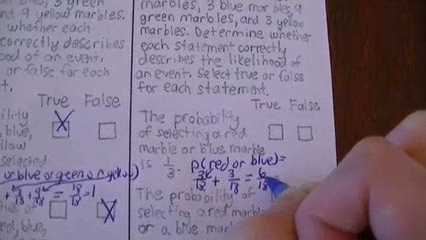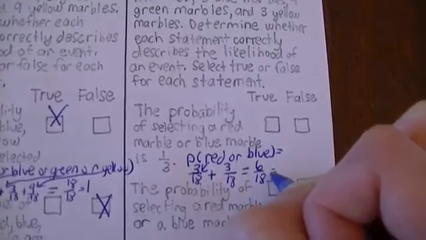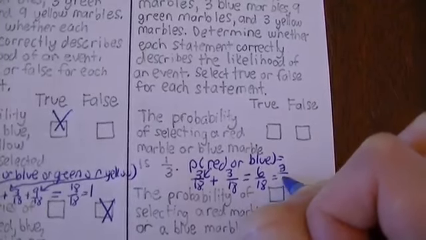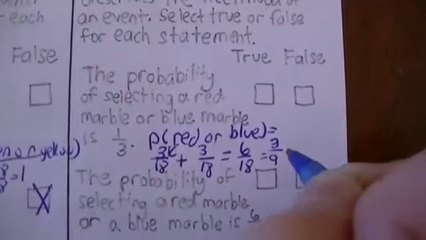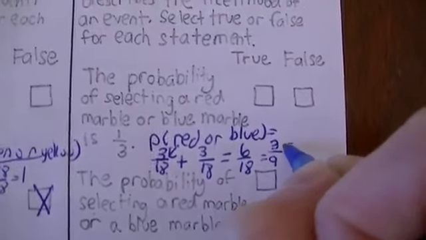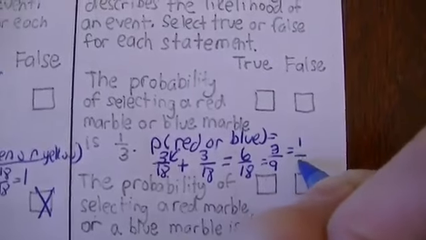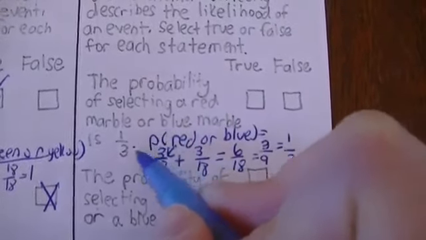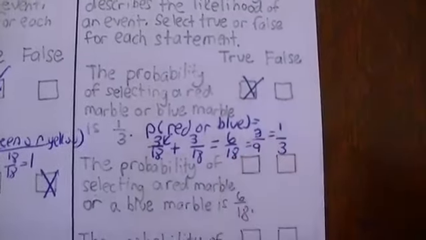That simplifies, so I can divide by 2, divide by 2. That would be 3/9. 3/9 I can simplify even further. I'll divide by 3, divide by 3. 3 divided by 3 is 1. 9 divided by 3 is 3. So the probability of selecting red or blue is 1/3. That's true.